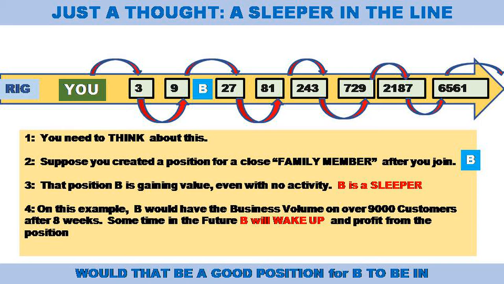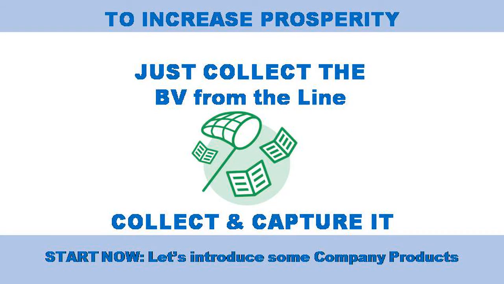Now in this example, B would be collecting the business volume on over 9,000 customers. Just tell me, would that be an advantage to you? Sometime in the future, B will wake up and profit from the position. So you need to keep that in your mind. Would that be a good position for B to be in? So let's sum up everything here. To increase prosperity, you need to be in the line, collecting the business volume from it. Start collecting and capturing the business volume.